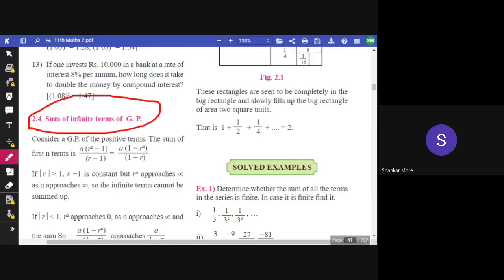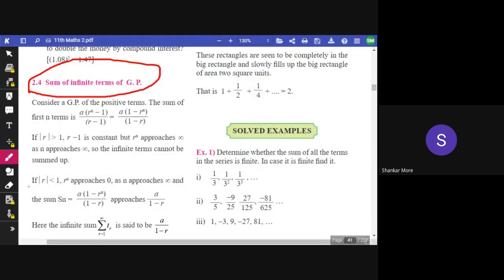The sum of first n terms is a times (r raised to n minus 1) divided by (r minus 1), which is equal to a times (1 minus r raised to n) divided by (1 minus r). We have seen both of these formulas. If mod of r is greater than 1 and r minus 1 is a constant, but r raised to n approaches infinity as n approaches infinity. See, if the value of n goes to infinity, then obviously r raised to n also goes to infinity. So the infinite terms cannot be summed up.